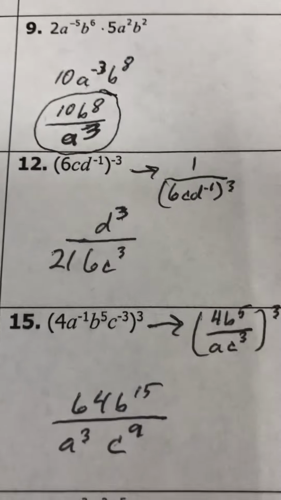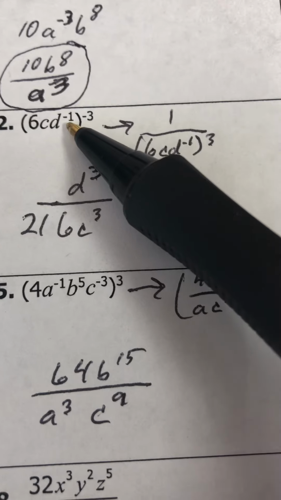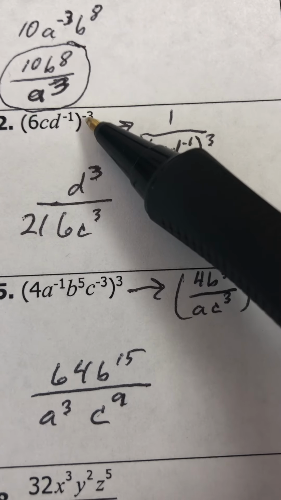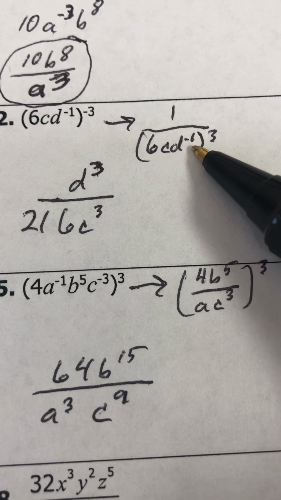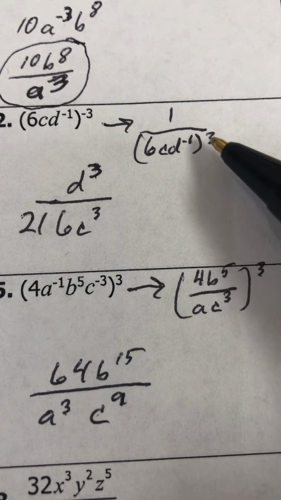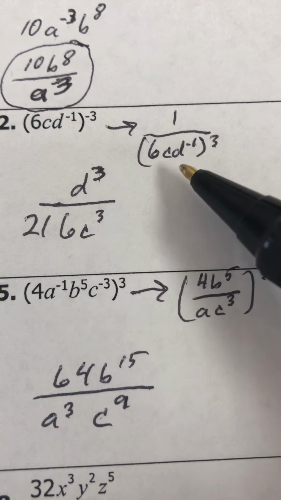Try 11 on your own. 12, sorry. The first step I'm going to do is everything to get rid of that negative 3, all of this is going to move down below. And then when I complete this, 6 to the third power is 216.